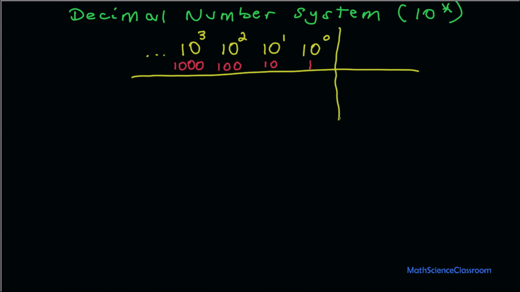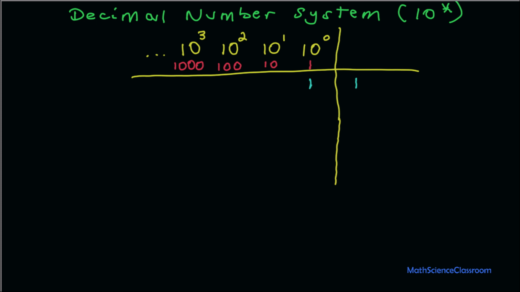So let's start off with the most simple number we can think of. Let's start out with 1. So how do we encode 1 in the decimal number system? So 10 to the 0 power is 1. So it would be 1 in the first position.